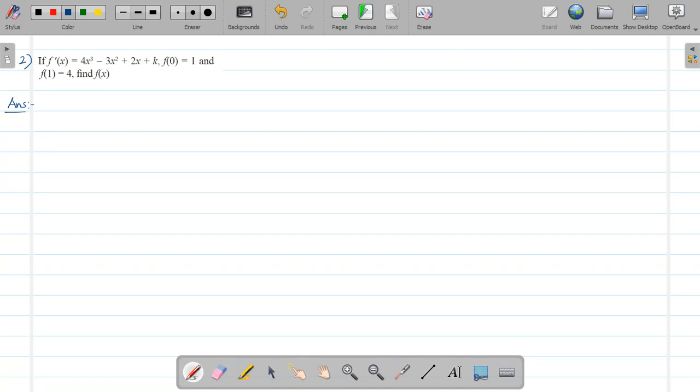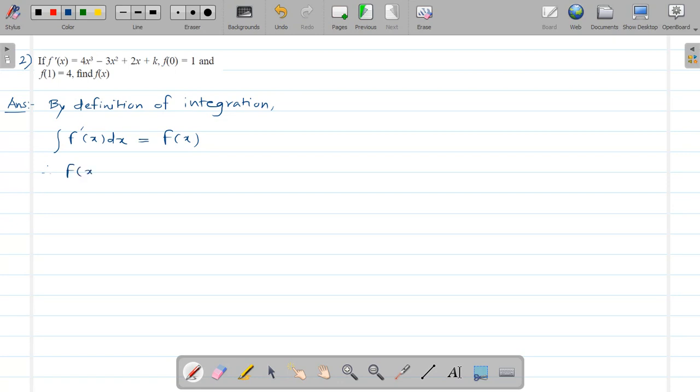So again, by the definition of integration, we know how to find out f of x from f dash x. We know that the integration of f dash x dx is equal to f of x. So how will you get f of x here?